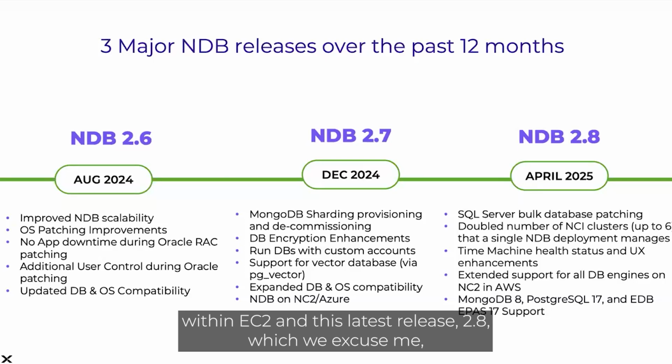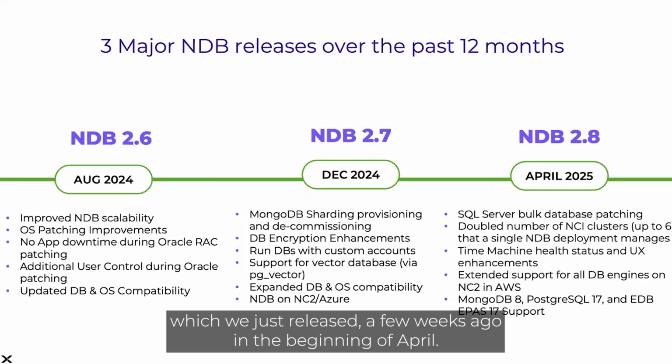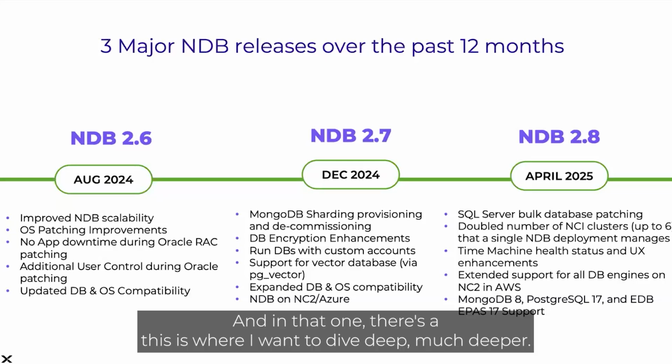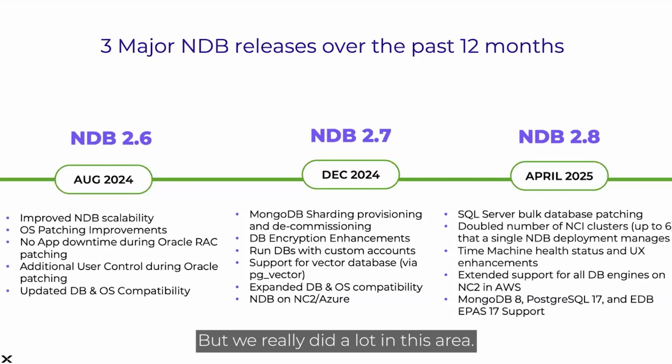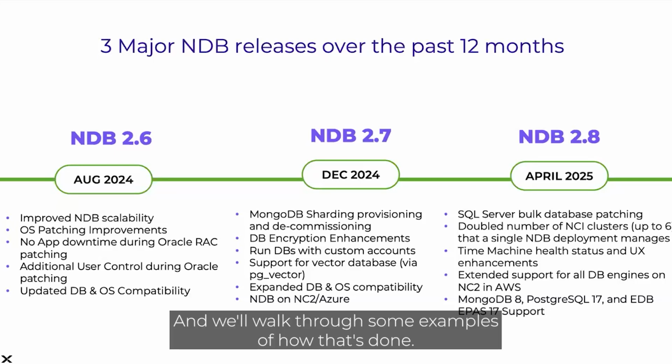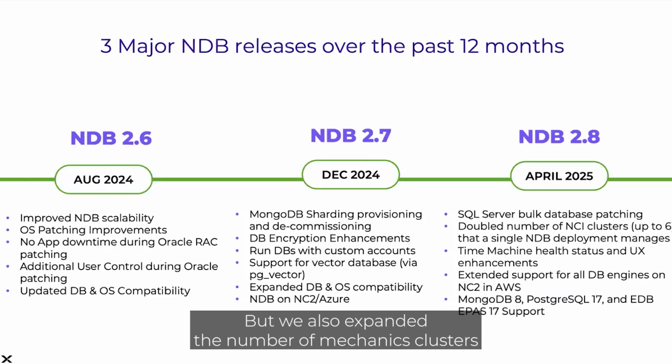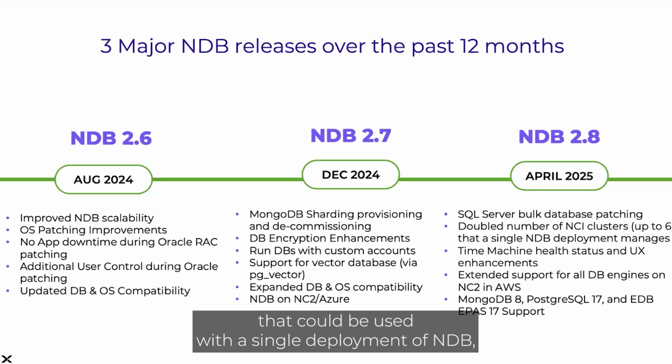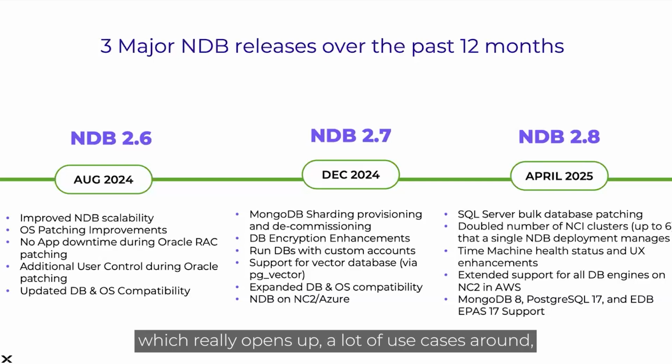And this latest release, 2.8, which we just released a few weeks ago in the beginning of April. And in that one, this is where I'm going to dive much deeper, but we really did a lot in this area. We not only made some improvements around patching for SQL Server, so now you can do bulk patching with SQL Server, and we'll walk through some examples of how that's done. We also expanded the number of Nutanix clusters that can be used with a single deployment of NDB, which really opens up a lot of use cases around more complex HA database topologies.